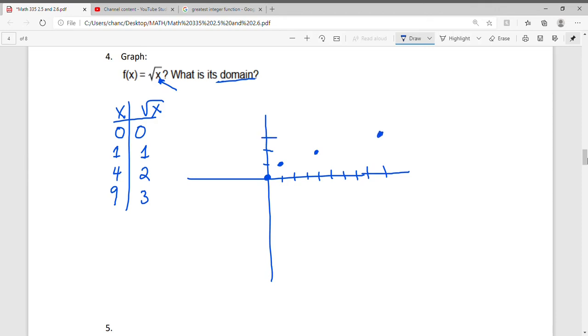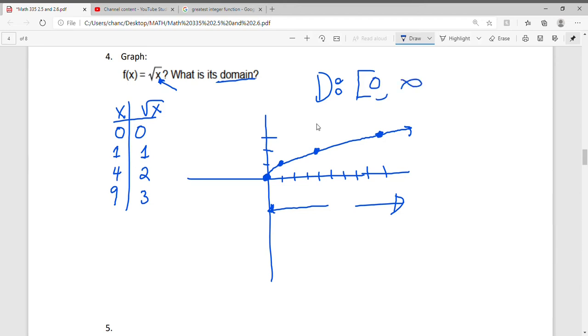And so our square root graph looks like a sideways parabola, but only half of it is showing. Now what's the domain? Well, it goes to the left up to 0, and it goes to the right forever. The domain is a square bracket because it includes 0, and it goes to the right forever.